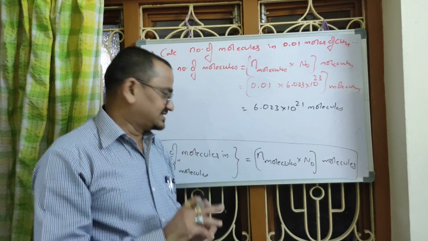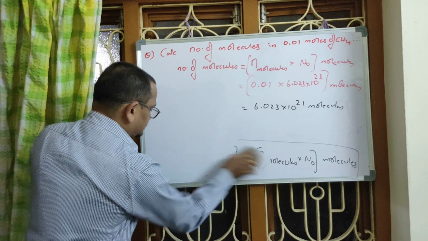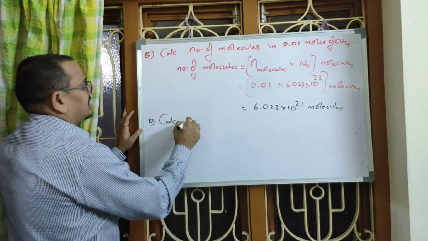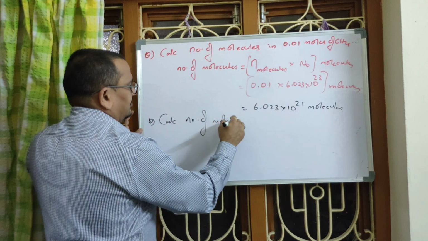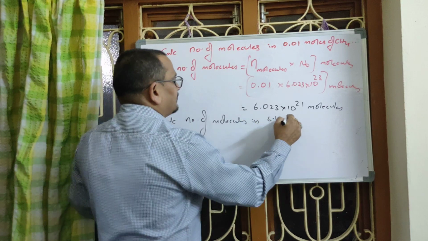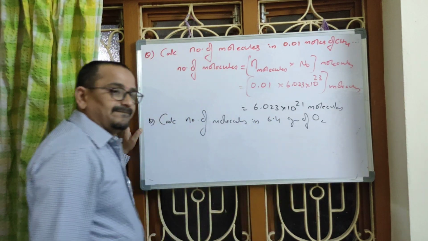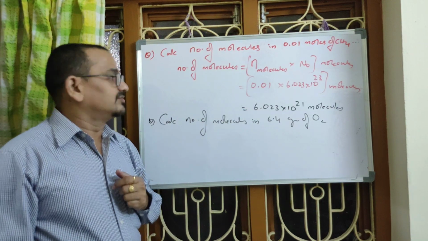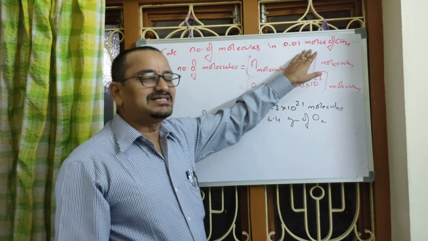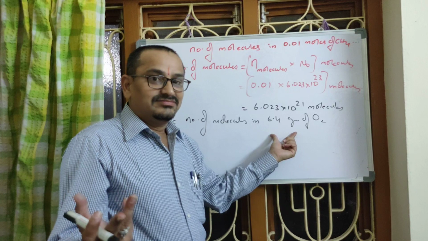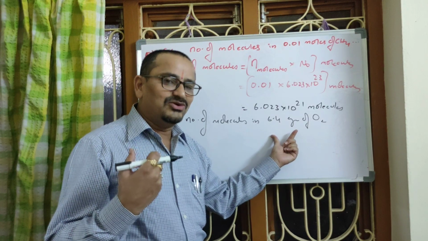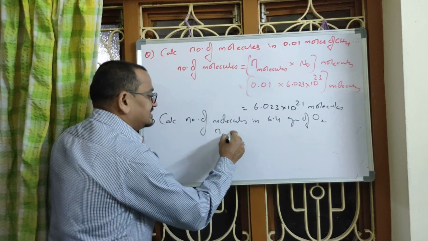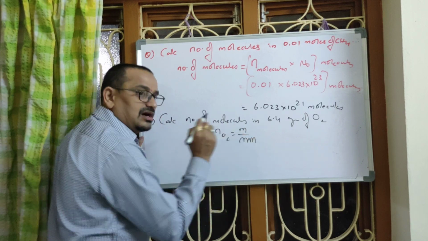You do one or two numericals, right? Now it's your turn. Calculate number of molecules in 6.4 grams of O2. It's your turn. Calculate number of molecules in 6.4 grams of O2. What's the difference again? In the previous question, moles are given directly, but here moles are not given. Just mass is given. We can calculate moles. How can we calculate number of moles when mass is given? Number of moles is equal to mass by molar mass.